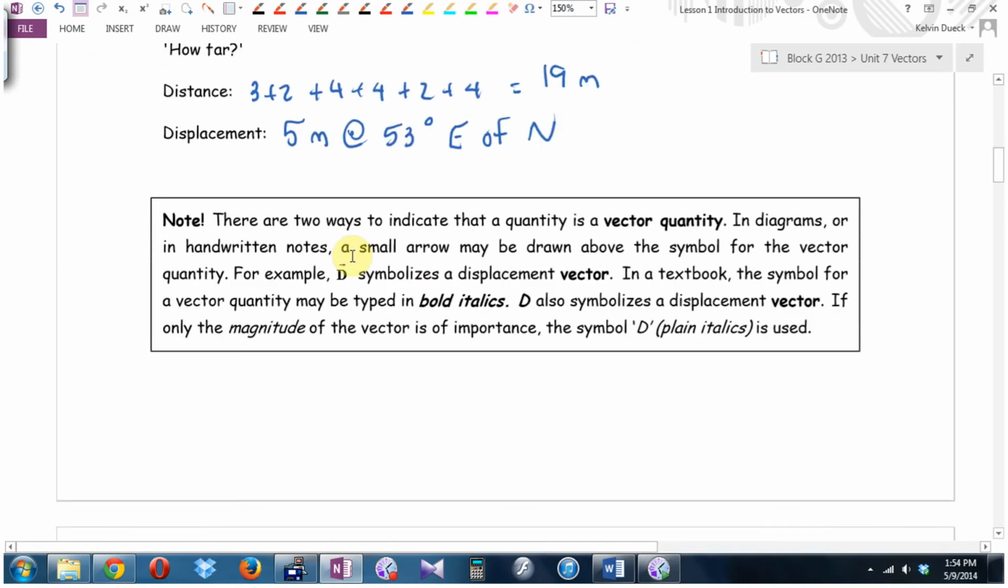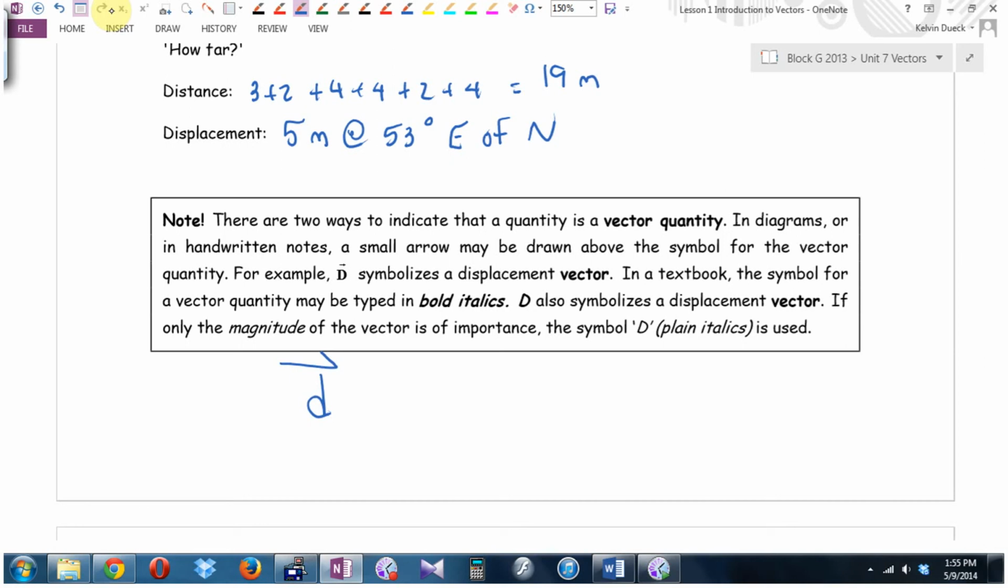Note, there are 2 ways to indicate that a vector quantity is a vector quantity. In diagrams or in handwritten notes, a small arrow can be written above it, although we've gotten lazy, Jake, over the years, and it's become a half arrow. In other words, distance, displacement, distance, displacement.